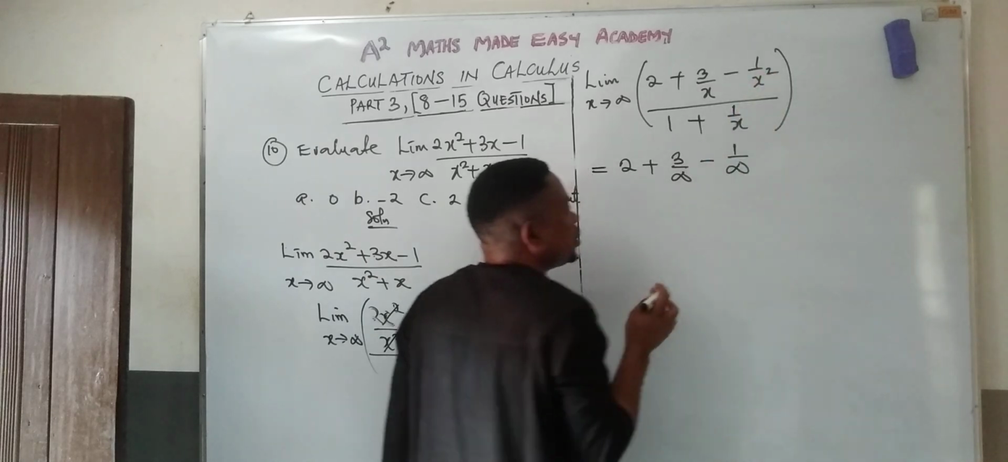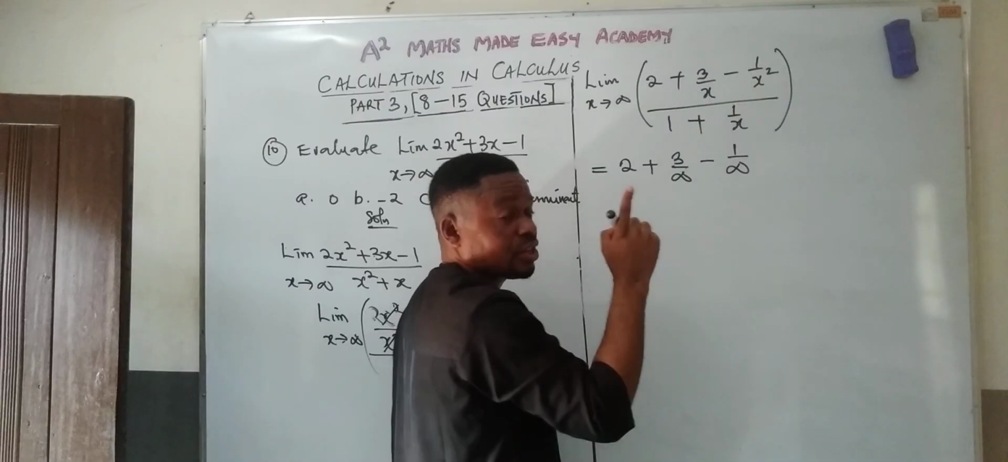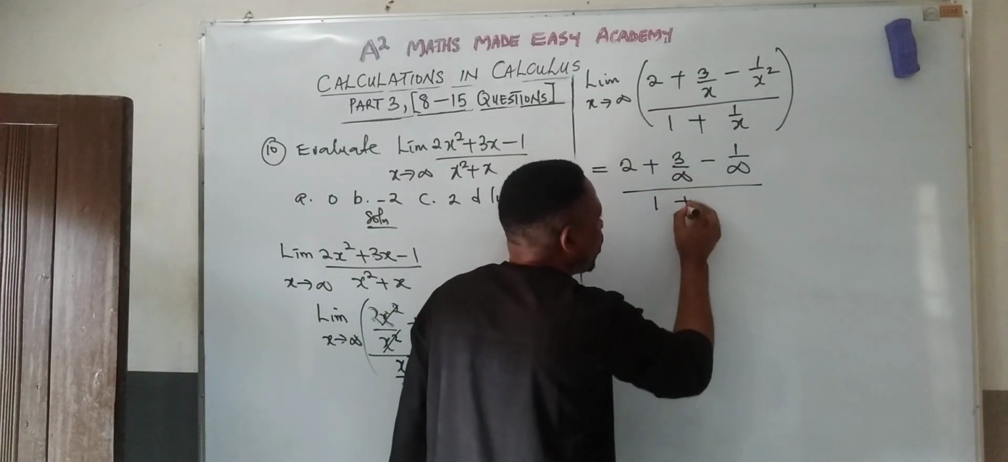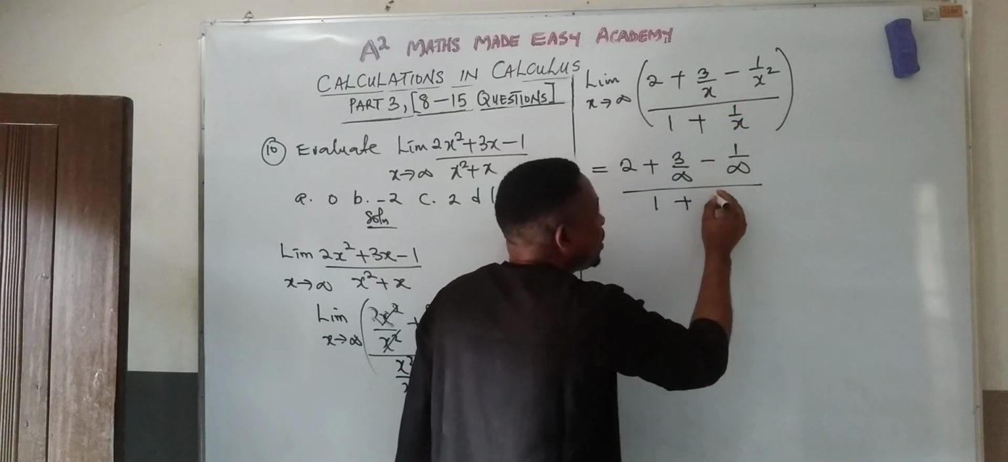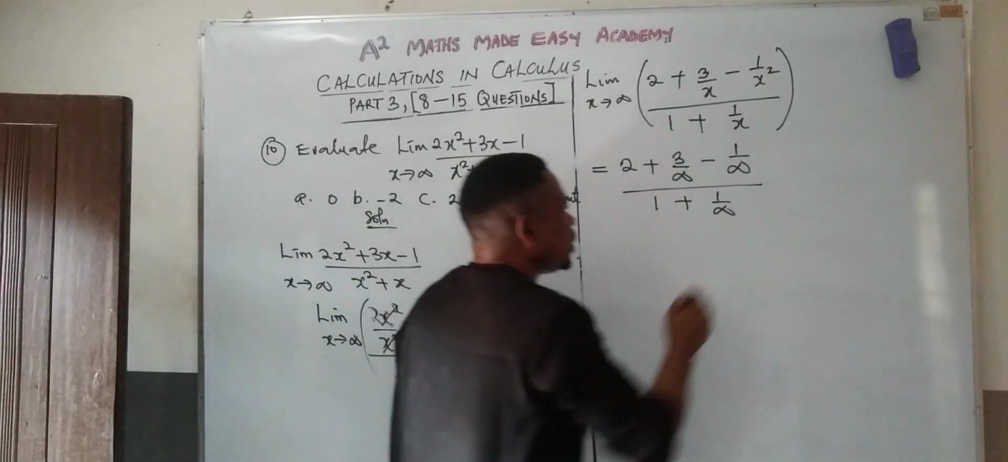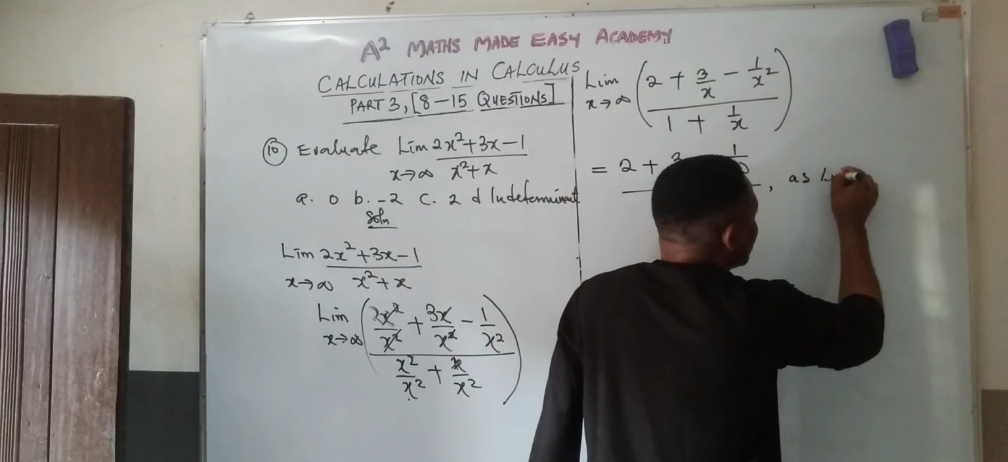Please don't say infinity square. We don't have anything like infinity square. Infinity is infinity. Then all over, what is here? 1, right? Plus, I have seen X down again, call it 1 all over infinity. Can we continue? The law says, are you with me now?